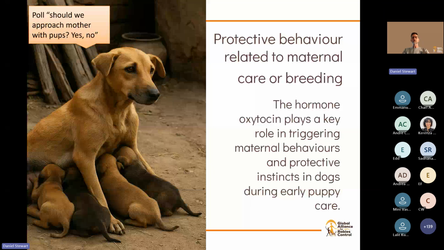So hopefully everybody's answered it. And for those of you that do know behavior, and maybe even veterinarians who know about different chemicals in the brain, the hormone oxytocin plays a key role in triggering maternal behaviors and protective instincts in dogs during early puppy care. Now, let's break that down. Do female dogs have oxytocin in the system all the time? The answer is actually no.